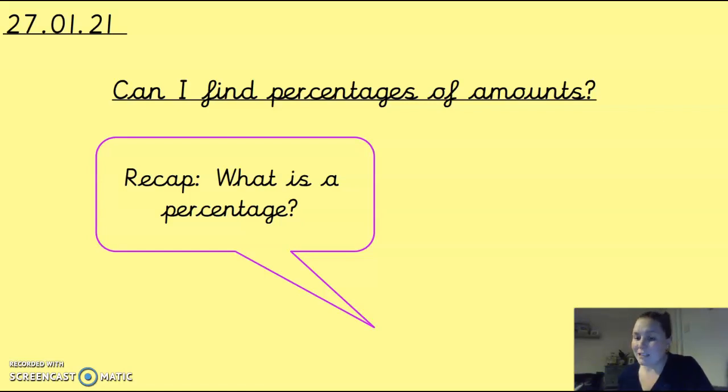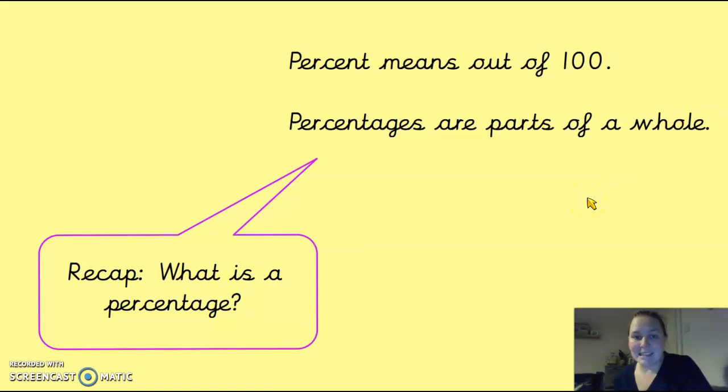Today we are going to look at finding percentages of amounts. So to start off, let's recap. Pause the video and tell me, what is a percentage? So a percentage, much like a fraction, is part of the whole. Percent itself means out of 100. So if you had 29 out of 100, you'd have 29%.